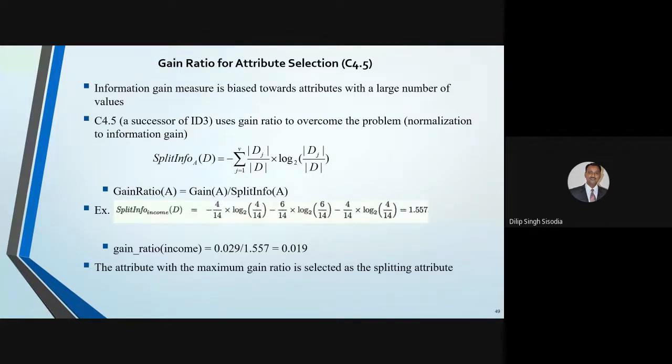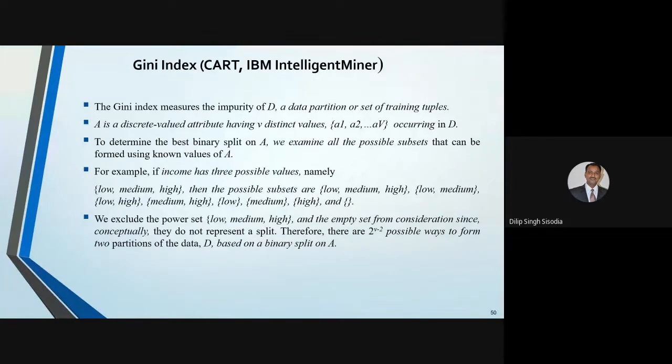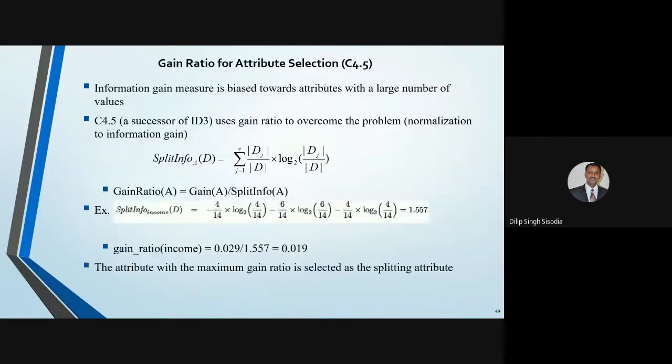So the next measure is the Gini index measure. In the Gini index measure, the impurity of D, a data partition or set of training tuples, is measured for a discrete-valued attribute having V distinct values occurring in D. To determine the best binary split on A, we examine all the possible subsets that can be formed using known values of A. For example, income has 3 possible values: low, medium, and high. As we have seen in the previous case, 4 instances will be low, 6 will be medium, and 4 will be high.